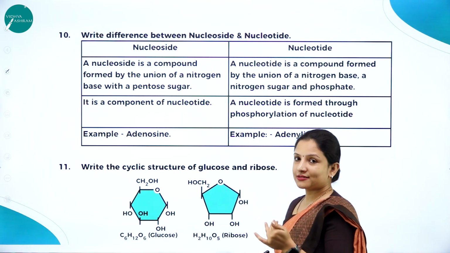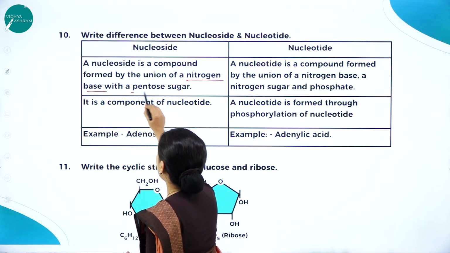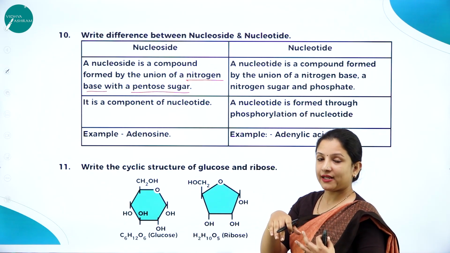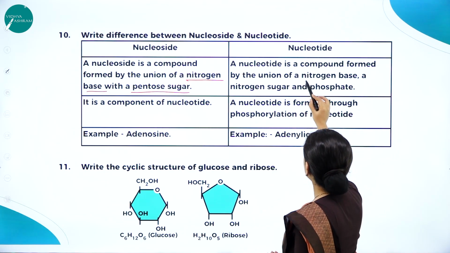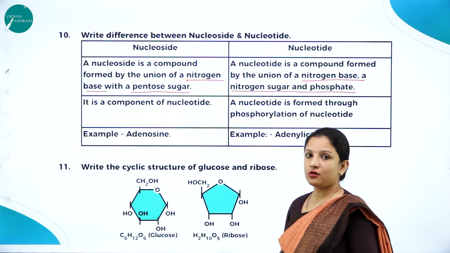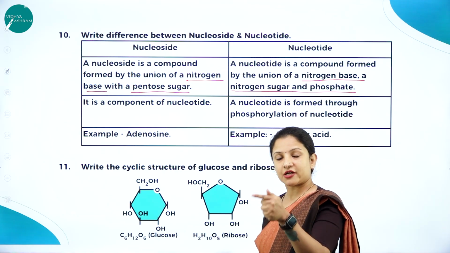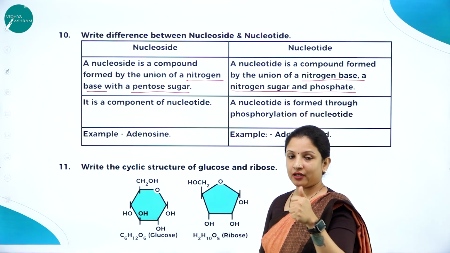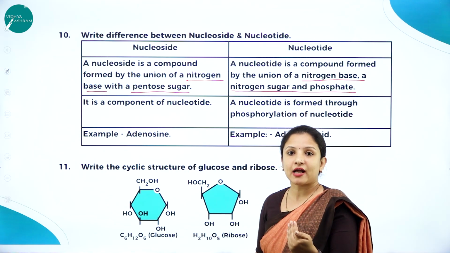So nucleoside, what is it? It is a compound formed by the union of a nitrogen base along with a pentose sugar. Or you can write, nucleoside will have a nitrogen base plus a pentose sugar. Here you can write, a nucleotide is formed by the union of a nitrogen base, a pentose sugar and a phosphate. So nucleoside means a nitrogen base attached to a pentose sugar. Nucleotide means a nucleoside will be attached to a phosphate group.